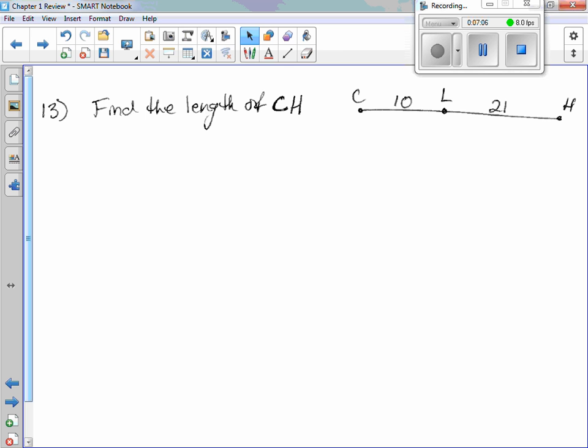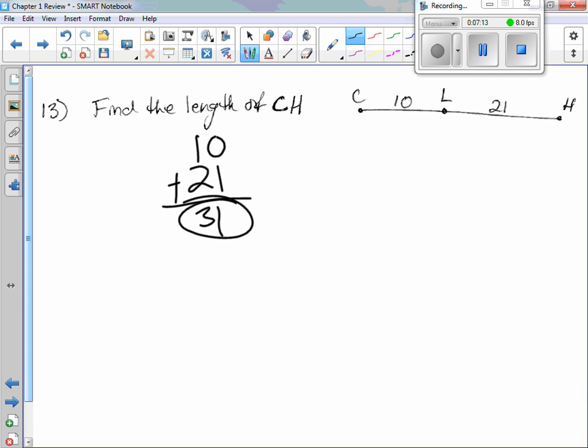CH, 31, because we're doing what? 10, 21, because the two parts add together to give you the whole. Two parts add together to give you the whole.